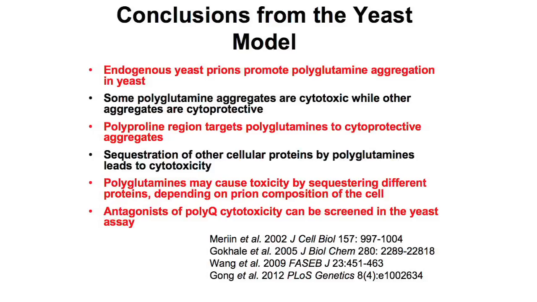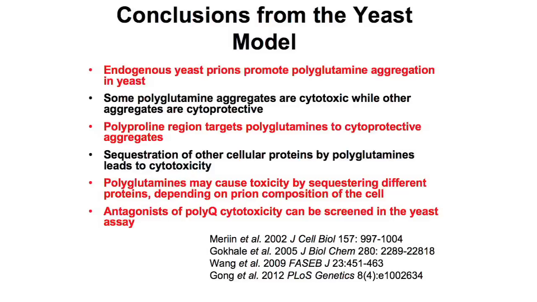Polyglutamines may cause toxicity by sequestering different proteins depending on what kind of endogenous aggregates you have in cells. That explains why in different cell types you may have different toxicity of one and the same type of aggregates, and why people with the same length of expansion might develop disease with different onsets. And antagonists of polyglutamine toxicity can be screened in the yeast assay. Most of that is published in papers that came out recently.